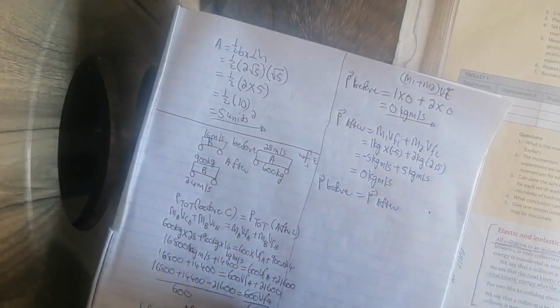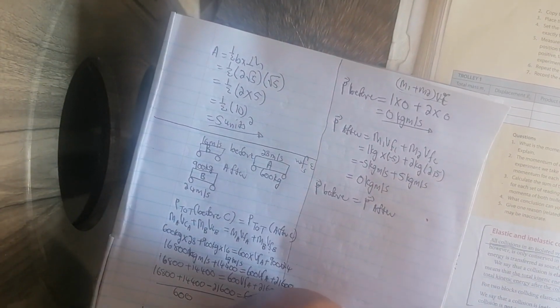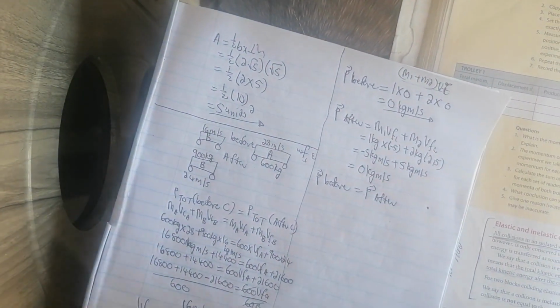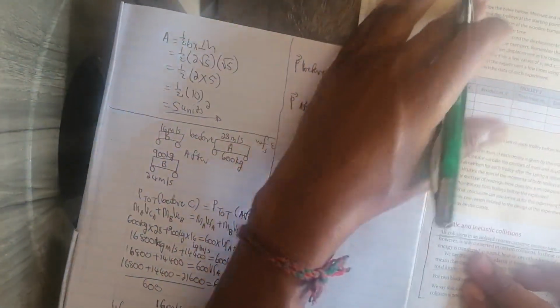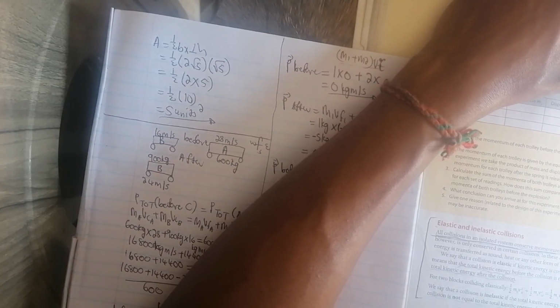Right, wonderful people. Let us now look at elastic and inelastic collisions in grade 12. Now, there's a reading that I want to break down for you in this book. It says all collisions in an isolated system, that is a closed system, that is a system that has no external forces acting inside of it, conserve momentum.